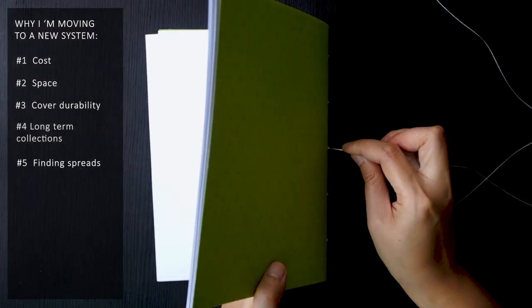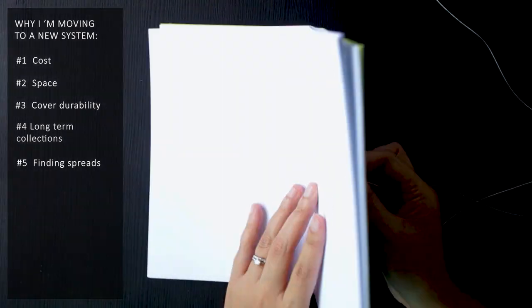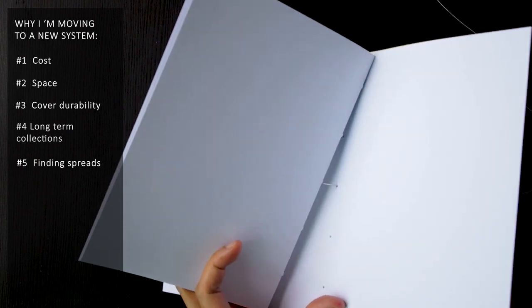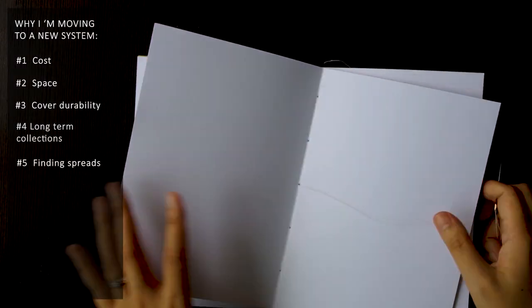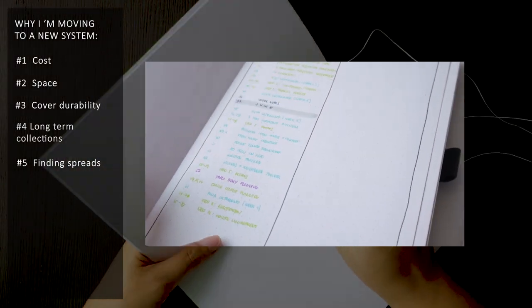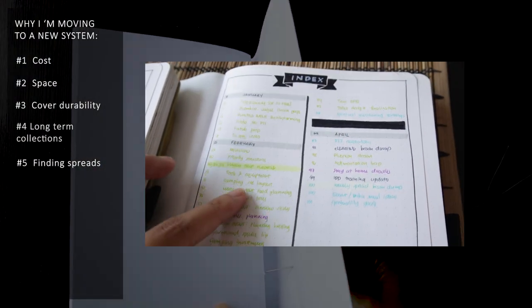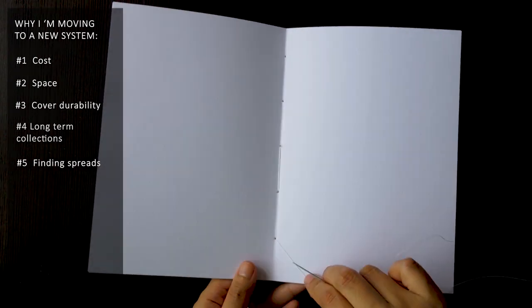Reason number 5 is that it's getting difficult to find things in old notebooks. And I know that that is actually the purpose of the index. And I actually do create an index. But that also means that I have to read through entire lists of index for all of the notebooks to find what I'm actually looking for.